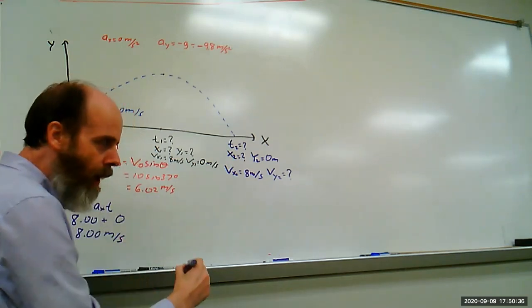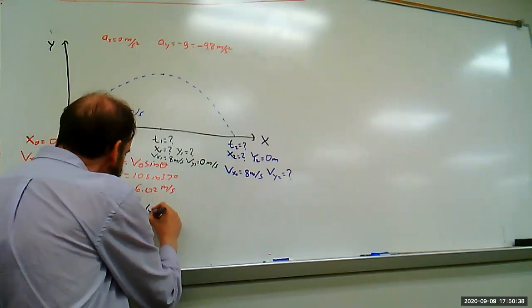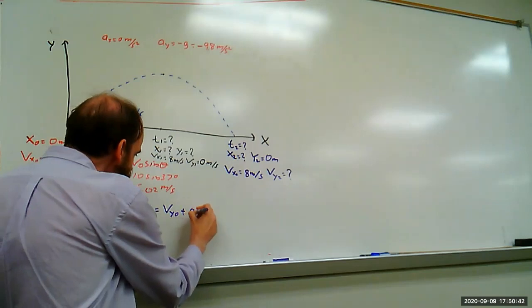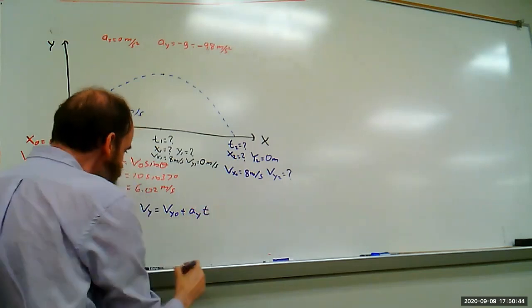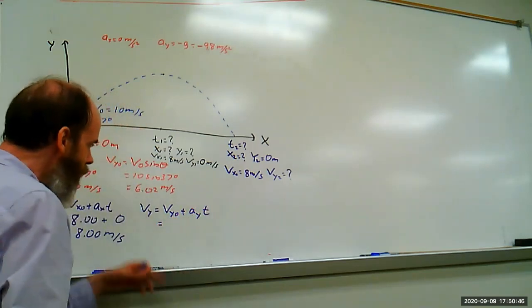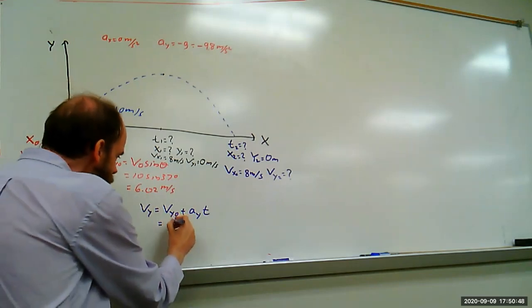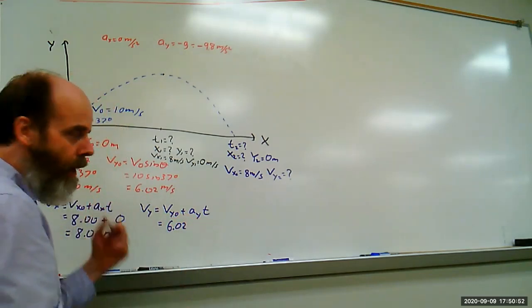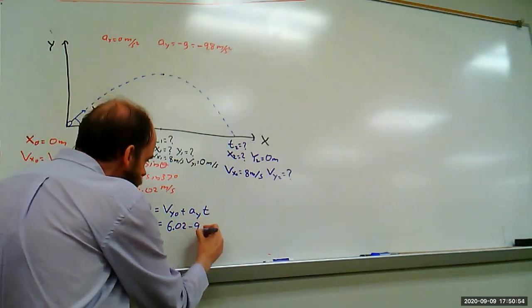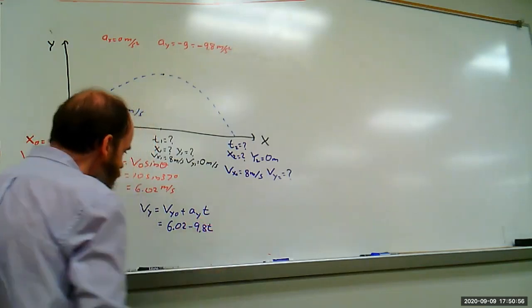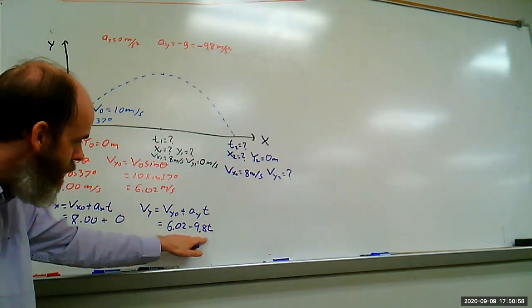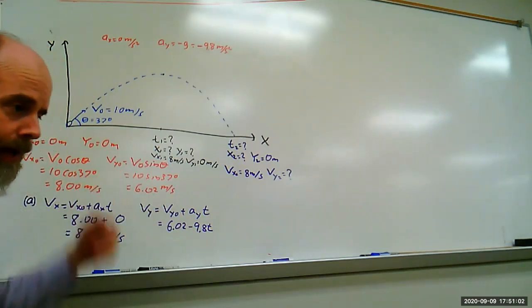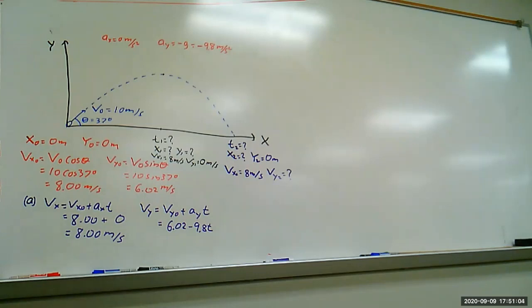Now let's look at Vy. Vy at any time is Vy0 plus Ay t. Let's put in the numbers. It's 6.02. Ay is negative 9.8, so minus 9.8 t. So this is Vy as a function of t at any time during the journey.